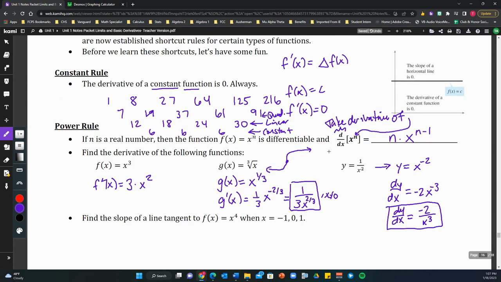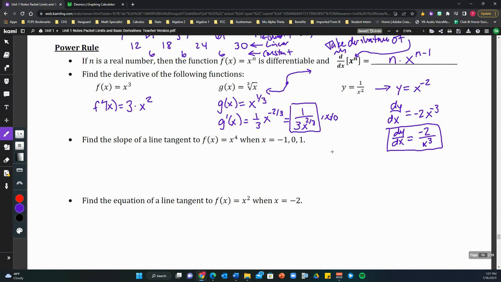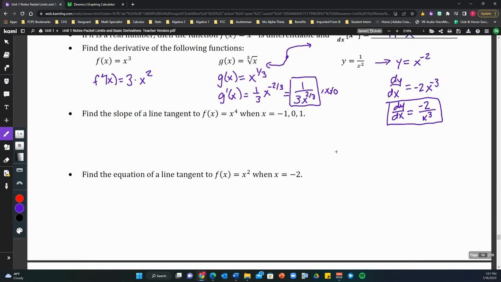So now that we know these shortcuts, we can do a lot of the same stuff that we were doing before the long way, but now it's just going to be a lot faster. So for example, if I wanted to find the slope of a line tangent to the function f of x equals x to the fourth at these different values of x, before with the long way, I would have to either do the one limit definition problem to come up with the equation of f prime of x and then plug those three in, or I'd have to do the limit definition with these three different values each time. But now it's so quick and easy. It'll only take us a few seconds.